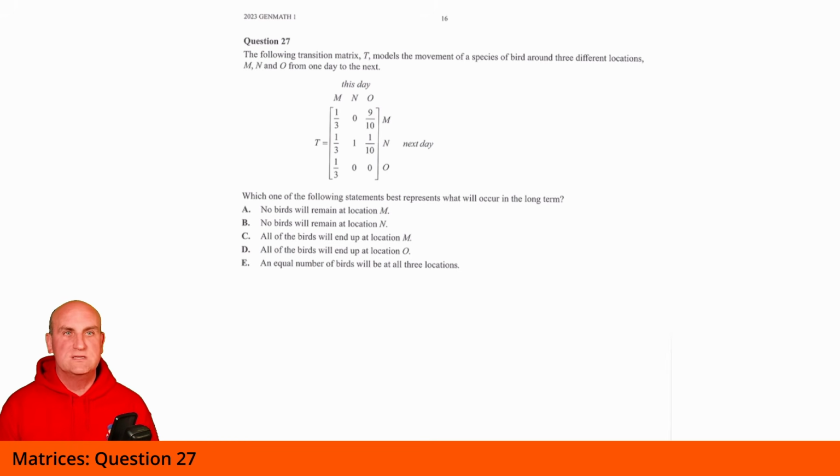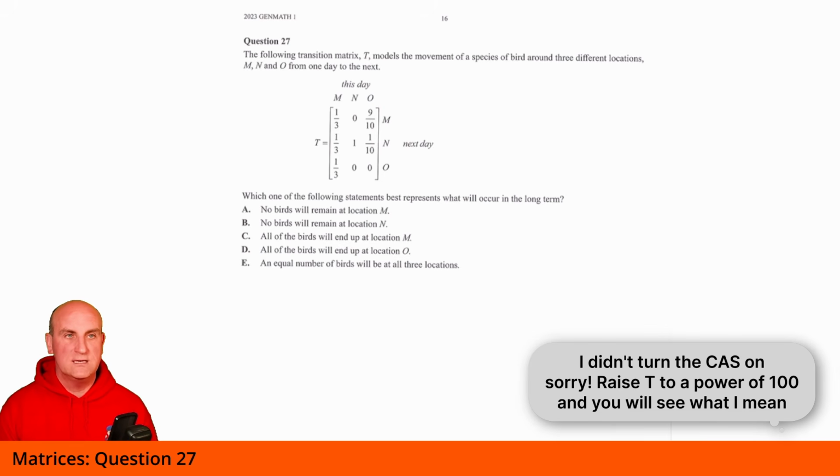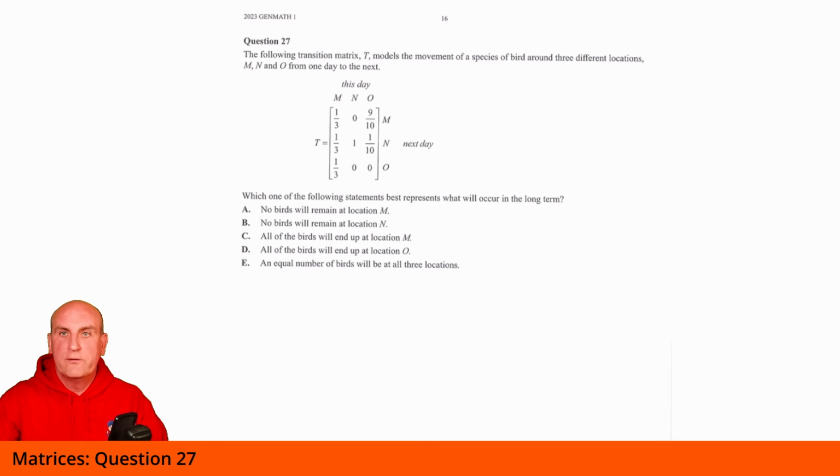The following transition matrix T models the movements of a species of bird around 3 different locations, M, N, and O, from day 1 to the next. Which one of the following statements best represents what will occur in the long term? Right, so what I'm going to do first is put this into my calculator. So I'm going to go T becomes equal to, now again, a lot of people do store, but let's not worry about that for the moment.